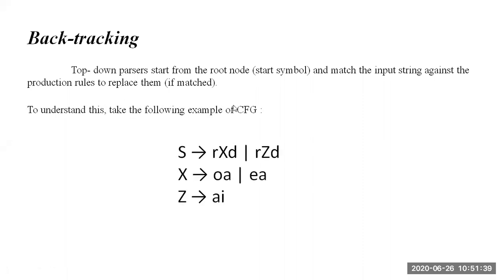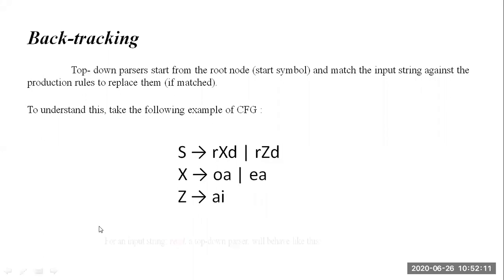See, simply in one line, we are taking an example to understand backtracking. Look at the given grammar: S implies RXD, and RZD. X is a non-terminal and Z is a non-terminal, because they are capital. X again has two productions, OA and EA. Z is equal to A, only one production is there. This is the given grammar. How many options are there for S? Two options. For X, two options. For Z, only one option.